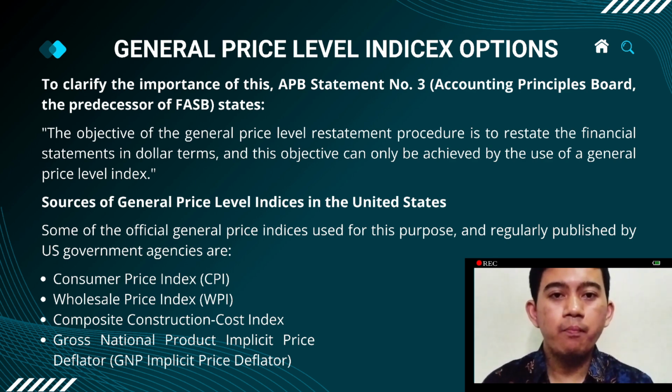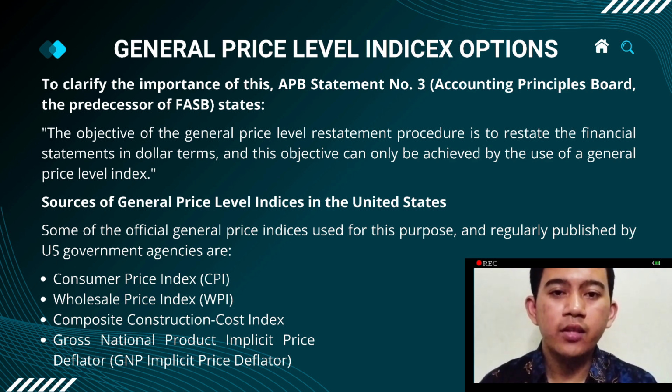Next, there is the Composite Construction Cost Index published by the Defense, Business and Service Administration through the Construction Industry Division of the Department of Commerce. This index reflects cost changes in the construction industry, including the cost of building materials, labor wages, and other cost components associated with construction activity.